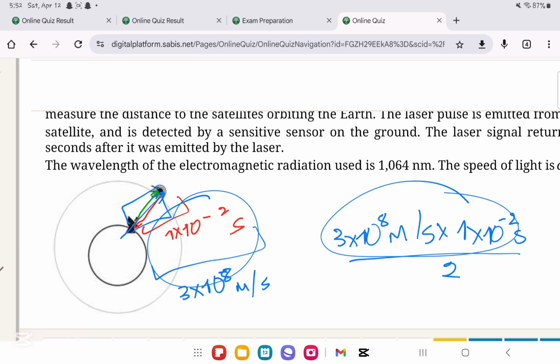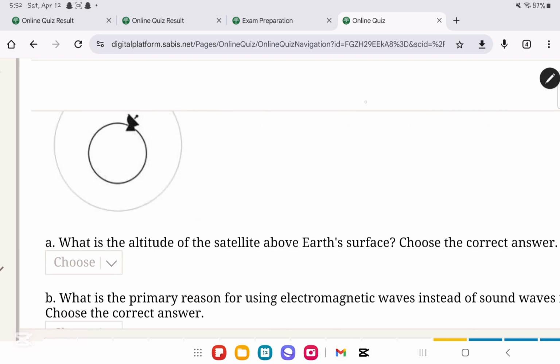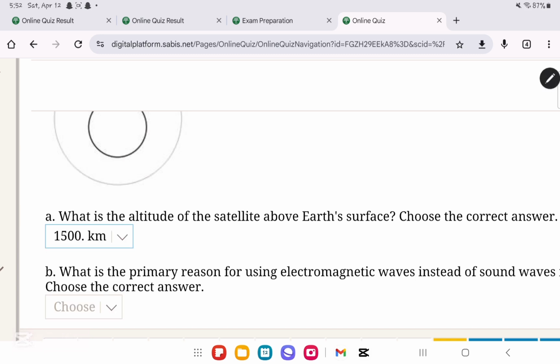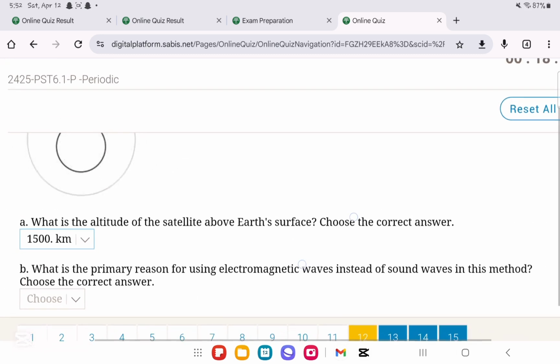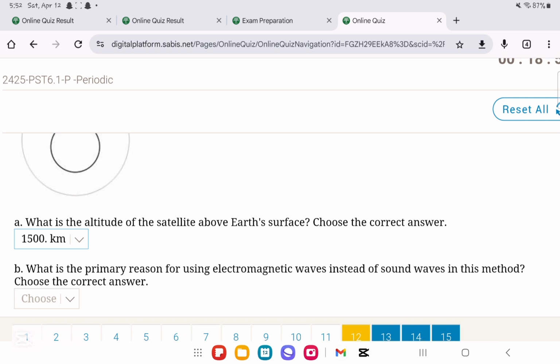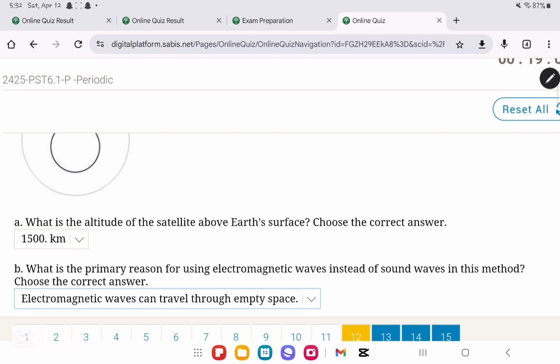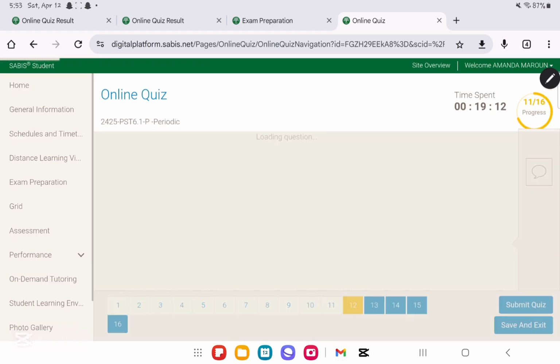Okay, so with the calculator, you are going to solve it. It's 3 times 10 to the power of 8 times 1 times 10 to the power of minus 2 over 2. Now you will get an answer which is 1500000. If we go down, we will see that they want it in kilometers. So to change it into kilometers, you will divide by 10 to the power of 3, and you are going to get 1,500 kilometers. Now, they asked, what is the primary reason for using electromagnetic waves instead of sound waves in this method? Because we know sound waves cannot travel through vacuum, whereas electromagnetic waves can travel through empty space, which is the vacuum.